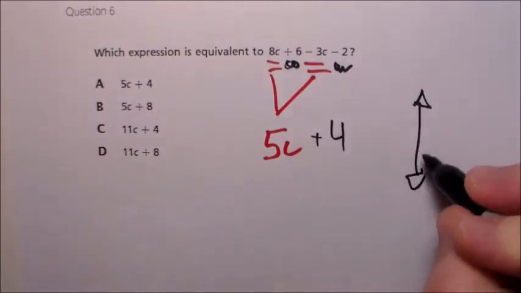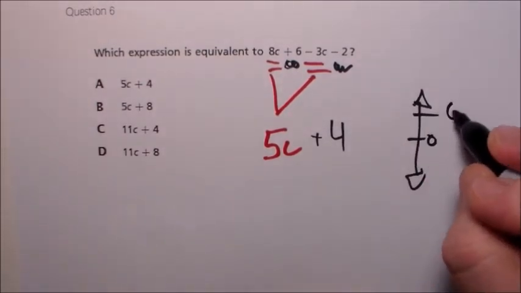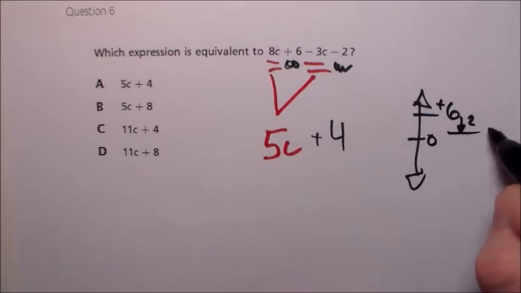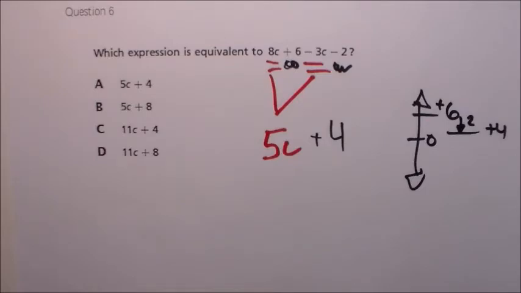We have a number line. We have 0. We start out at 6. This is plus 6, and we minus only 2. We're going to end up at plus 4. So there we go. 5c plus 4.